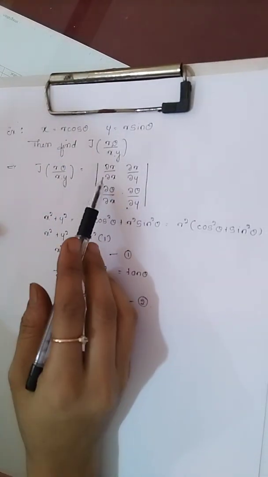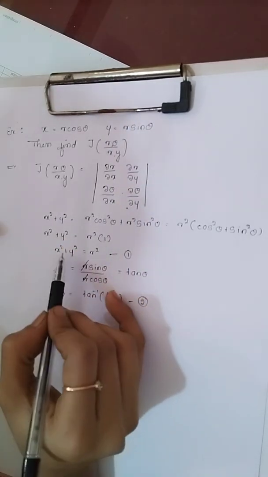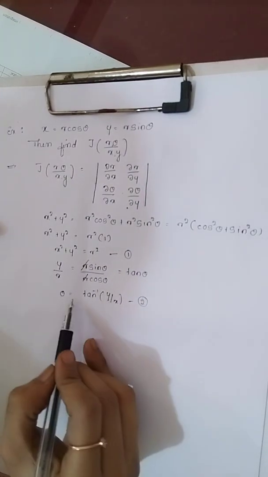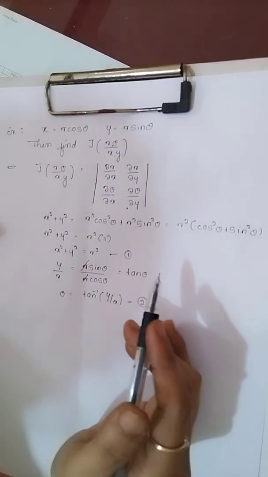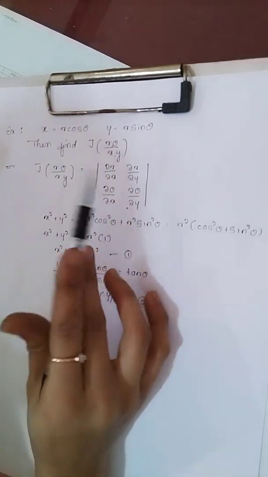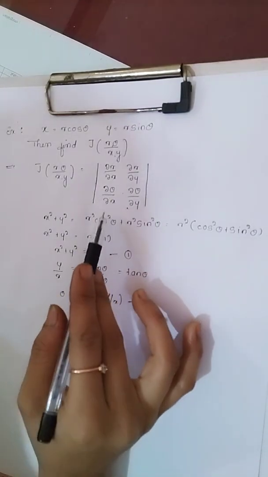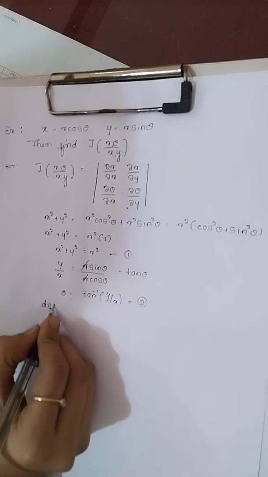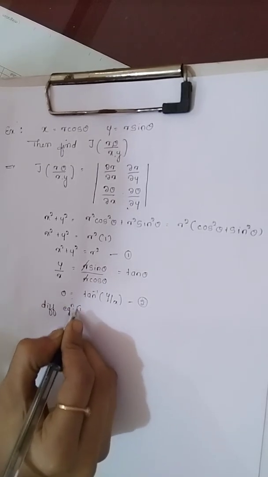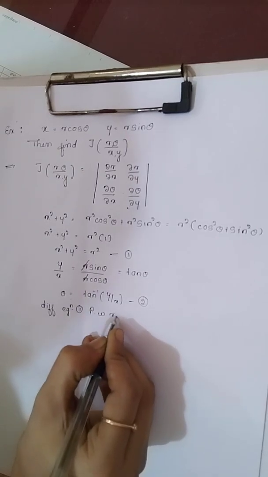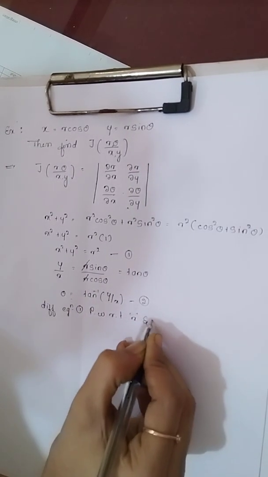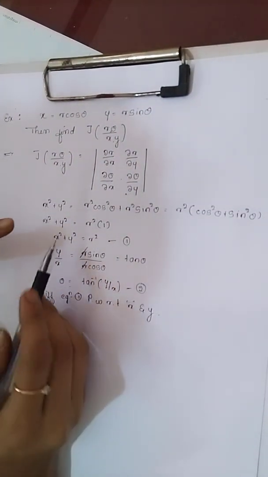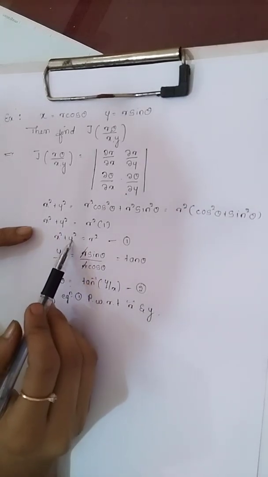Now find dou r by dou x and dou r by dou y. It means we differentiate equation 1 partially with respect to x and y, and differentiate equation 2 partially with respect to x and y. Then we get the values of dou r by dou x, dou r by dou y, dou theta by dou x and dou theta by dou y. So differentiate equation 1 partially with respect to x, which means the term y is constant.